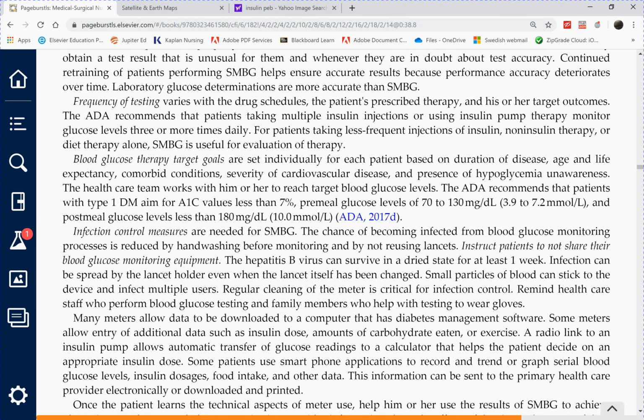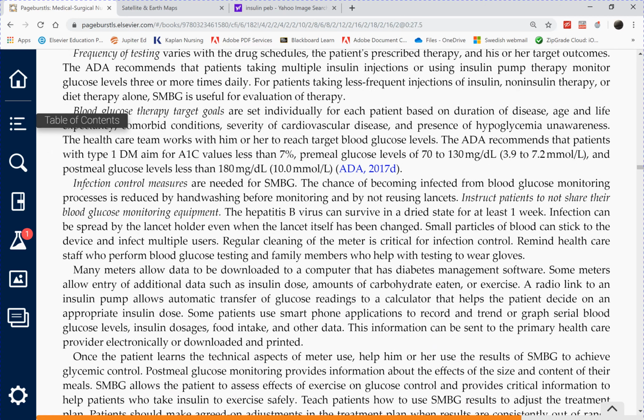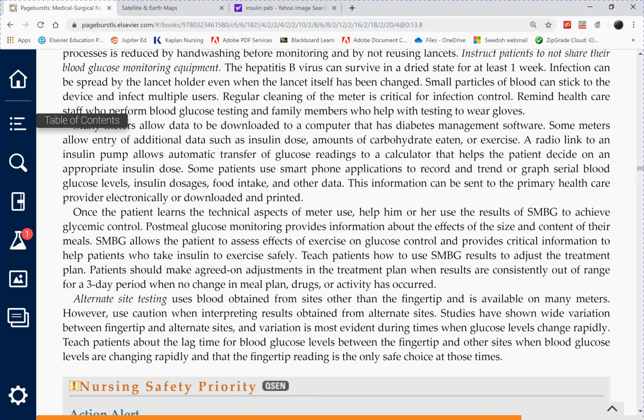So if you read these paragraphs here, they all emphasize the importance of SMBG, or self-monitoring of blood glucose. It's really important that the patient manages this themselves. Of course, we have exceptions for those who are physically or cognitively unable to do so, but as much as possible, the patient themselves must be monitoring the blood glucose, because you get to know your body that way, and they can make adjustments to their food intake, their insulin dosages, etc.